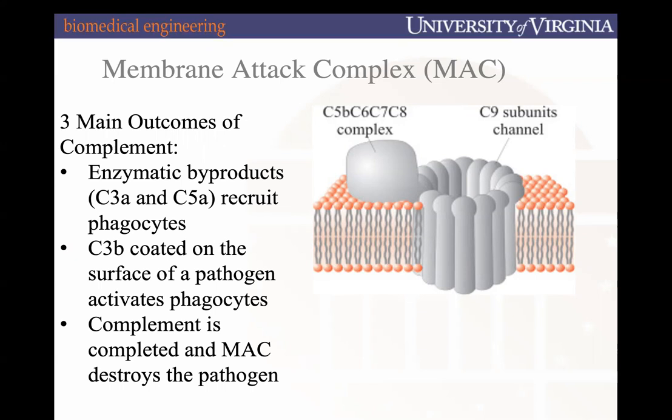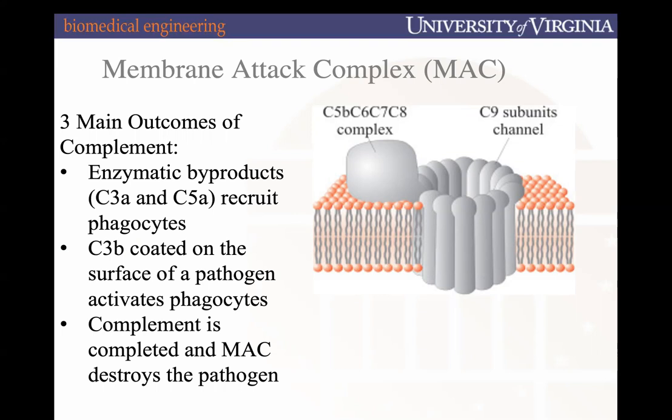And so a few key main outcomes to focus on for complement. We get these enzymatic byproducts that are anaphylatoxins, C3a and C5a. What will end up happening is that it'll prompt the blood vessels, again, like edema. Our blood vessels get leaky and there's fluid loss from the blood vessels into the local area. That makes it easy. The blood vessels are leaky there now, so it's easy for immune cells in our bloodstream to go to that local site.